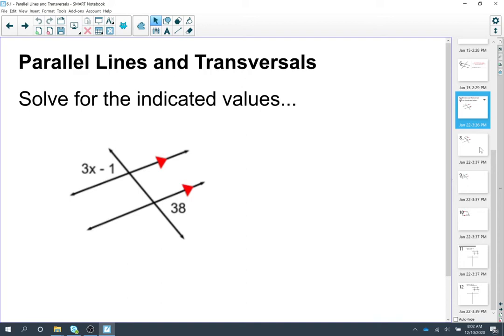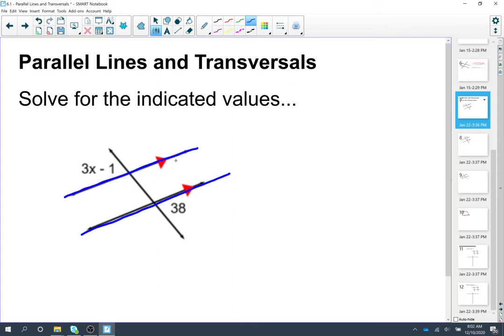Parallel lines and transversals, solve for the indicated values. Okay, now make sure that you're doing this after you completed the foldable and you've reviewed your parallel lines cut by transversals. So after we've done that, I'm going to take a look at my picture. Do you see these two big red arrows? That means that these lines are parallel.